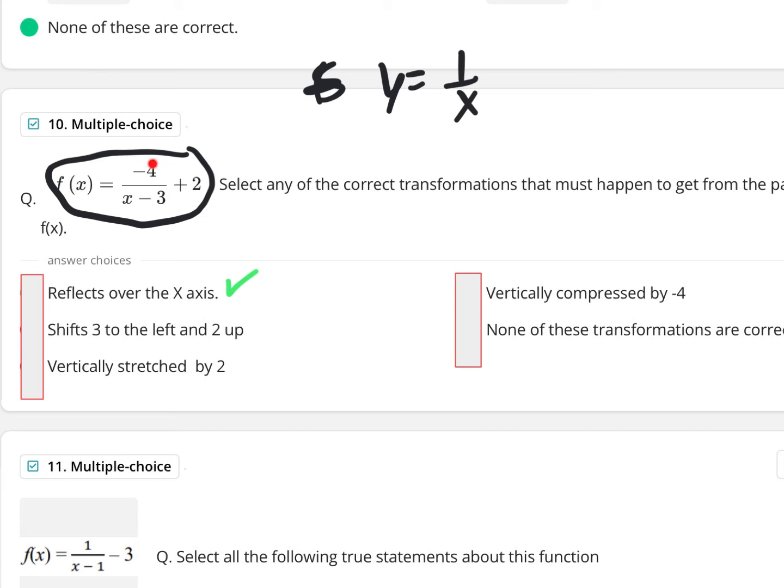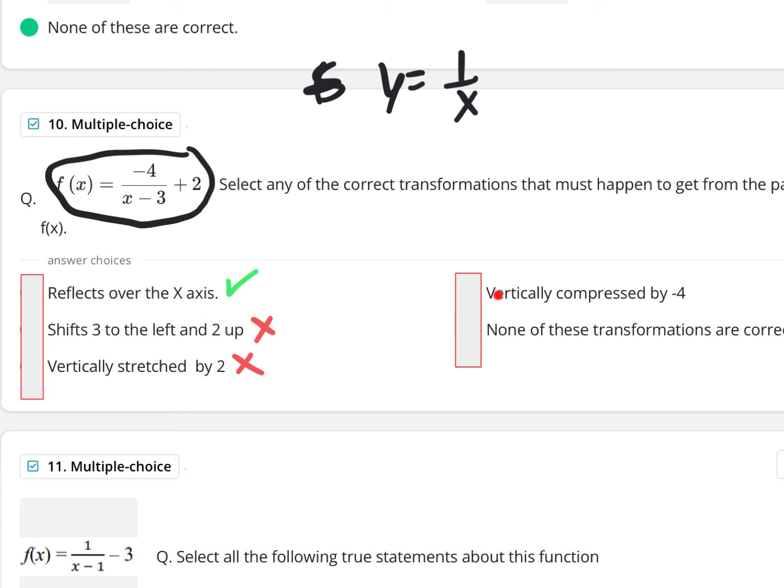And then it gets vertically stretched by 4. Obviously this says vertically stretched by 2, so that's incorrect. So don't pick that one. And then we know that it shifts 3 to the what? Right, 3 to the right. It says shifts 3 to the left, so that's incorrect also. And not only does it shift 3 to the right, but it also shifts 2 up.